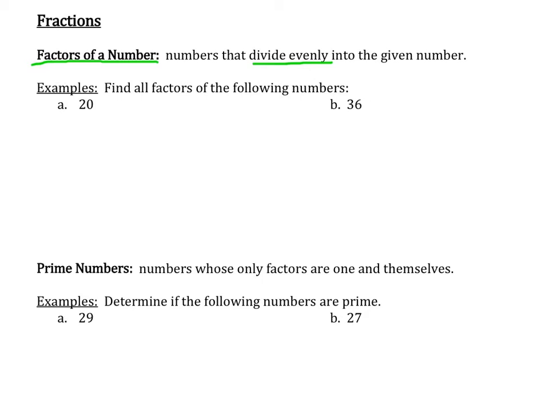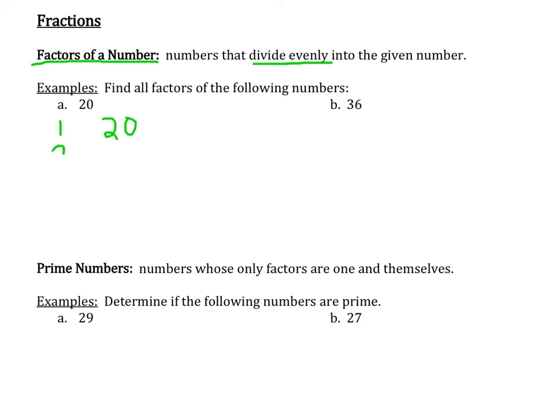What I want to do is find all of the factors of the following numbers. I have 20 here. I'm just going to go down my line of natural numbers and see which ones divide evenly into that given number, in this case 20. For instance, 1 definitely divides evenly into 20 because 1 times 20 is 20. So 1 and 20 are both factors of 20.